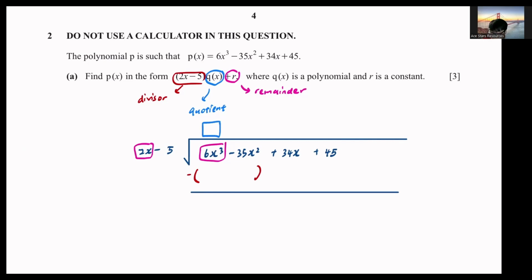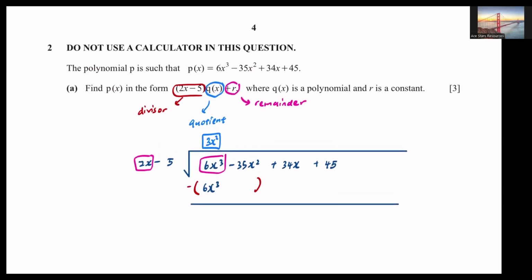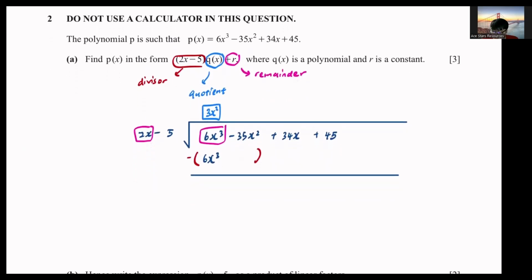From experience, 3x squared multiplied by 2x gives you 6x cubed as well. So 6x cubed minus 6x cubed gives you 0, which matches our conditions. Don't forget to multiply the 3x squared with the -5 here as well, and make sure you are careful with the sign. 3 multiplied by -5 is -15x squared. So the first term will be 0, and -35 plus 15 gives -20x squared.